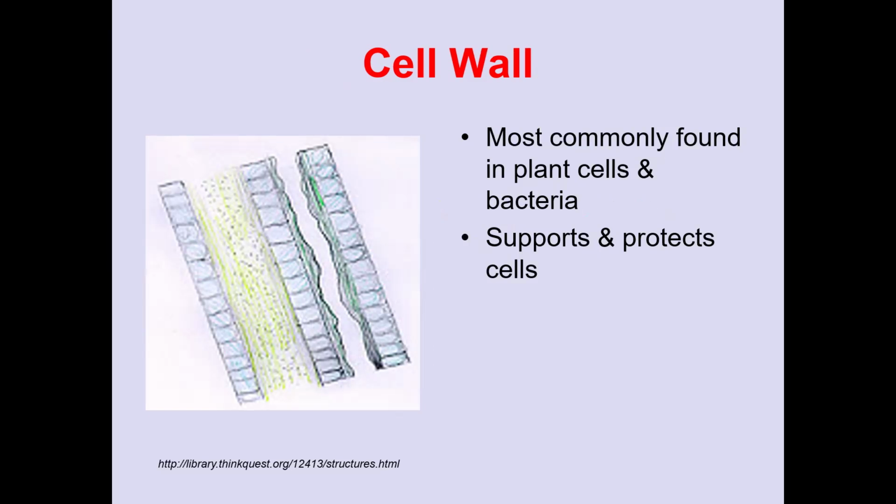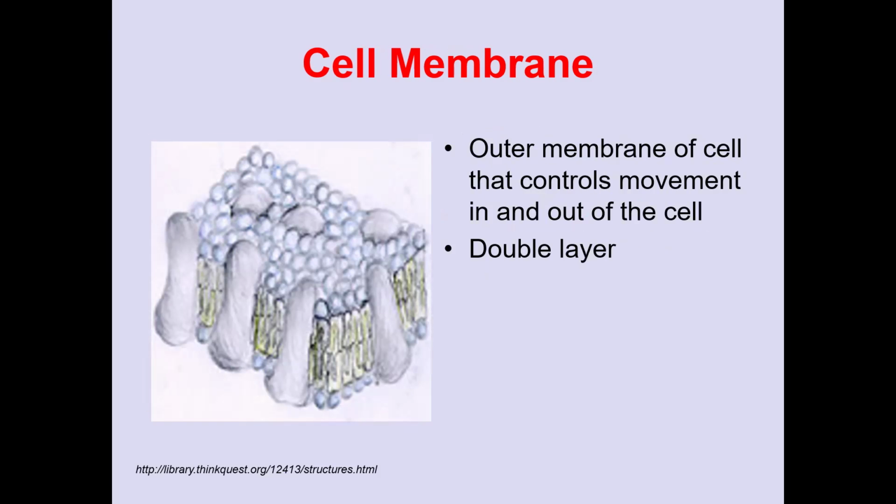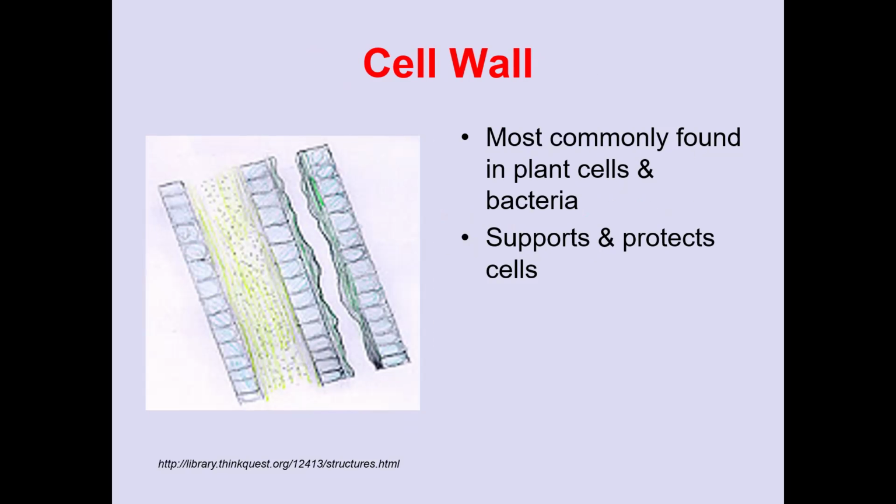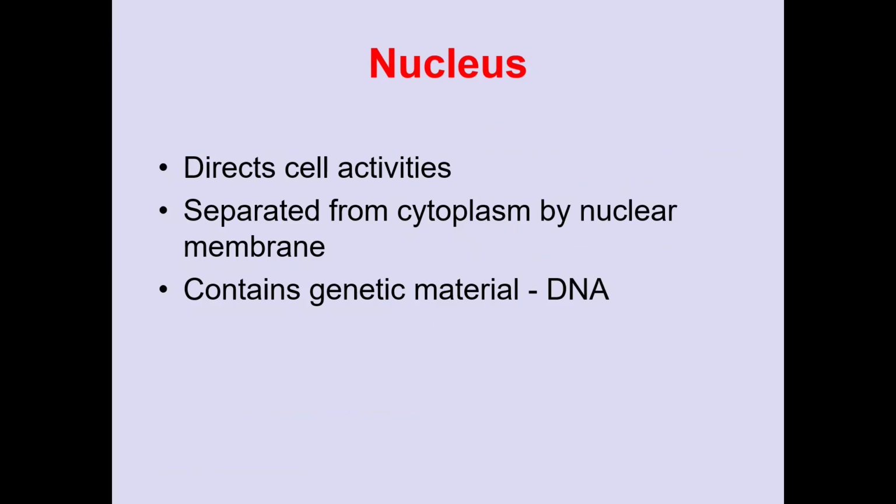So the cell wall now is most commonly found in plant cells, and also it is found in some bacteria. It supports and protects the cell, similar to what is happening in the cell membrane of animals. The cell wall does the same, but it also supports and protects the cell of bacteria and also in plants. So the nucleus is the repository of genetic materials.